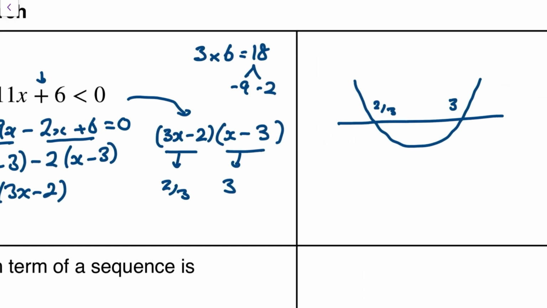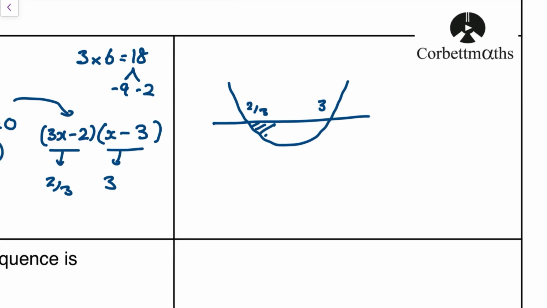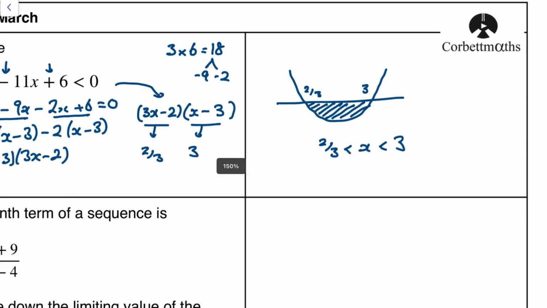I want all values that are less than 0. So in other words, I want them to be underneath the x-axis. And those values occur between the values of x is between 2/3 and 3. And obviously we can do it much quicker than that, but two different ways of getting to the same answer.